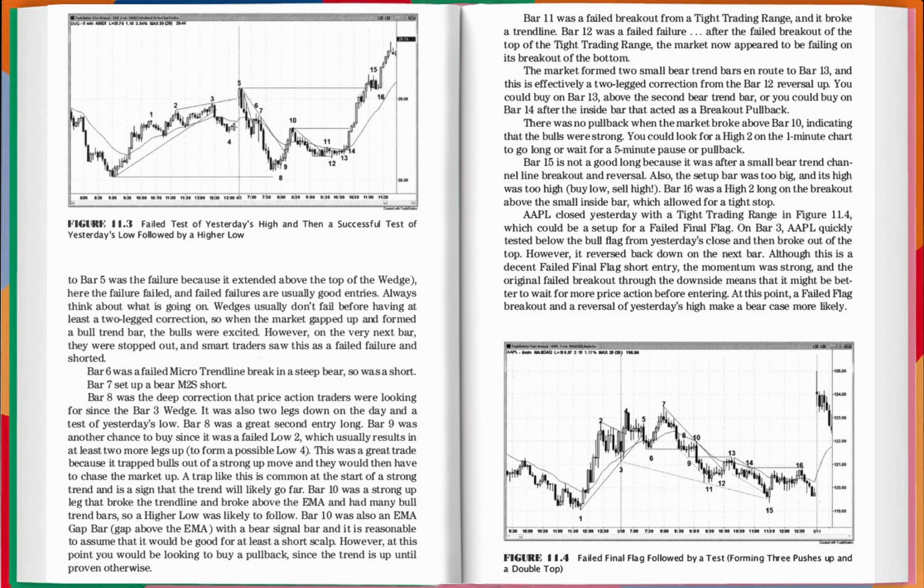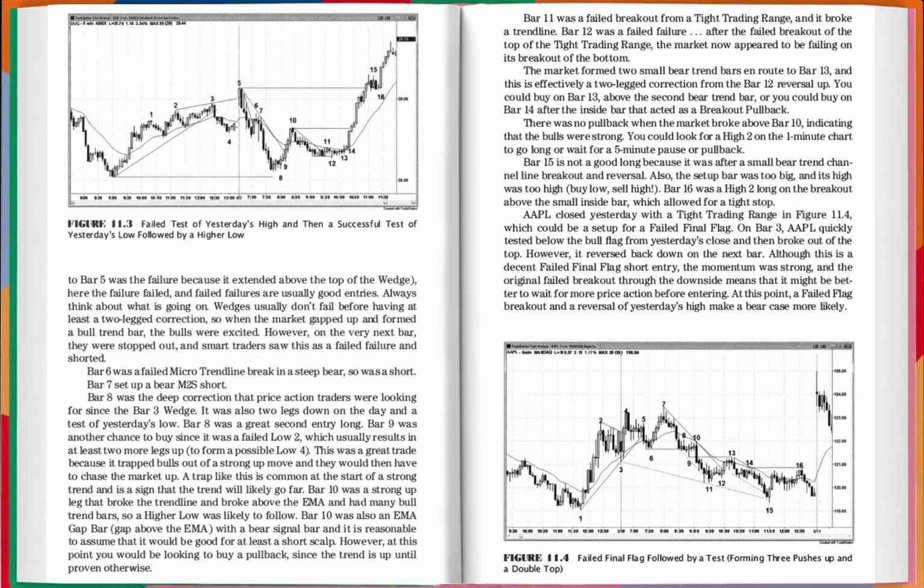Bar 10 was also an EMA gap bar, a gap above the EMA with a bear signal bar, and it is reasonable to assume that it would be good for at least a short scalp. However, at this point you would be looking to buy a pullback, since the trend is up until proven otherwise. Bar 11 was a failed breakout from a tight trading range, and it broke a trend line. Bar 12 was a failed failure. After the failed breakout of the top of the tight trading range, the market now appeared to be failing on its breakout of the bottom.